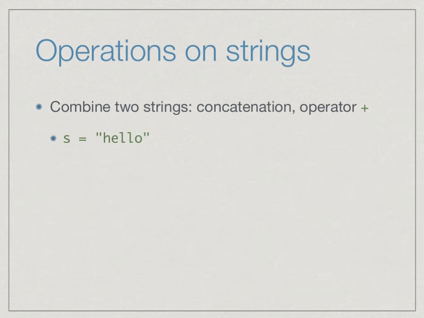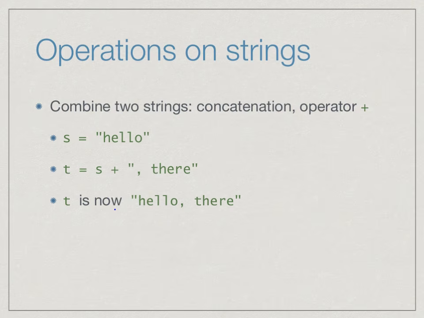So if we have a string hello as we did before, and we take a new string and we add it to S, then we get a string T whose value is the part that was in hello plus the part that was added. So plus is just a simple operator which takes two strings and sticks them side by side.